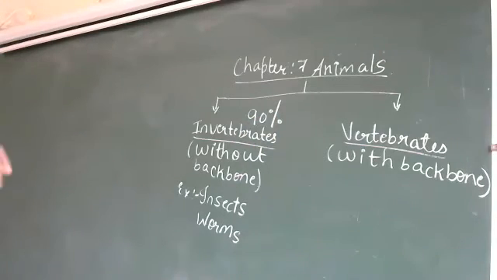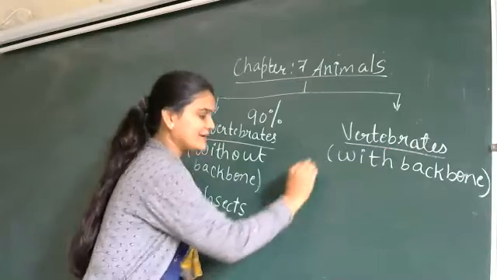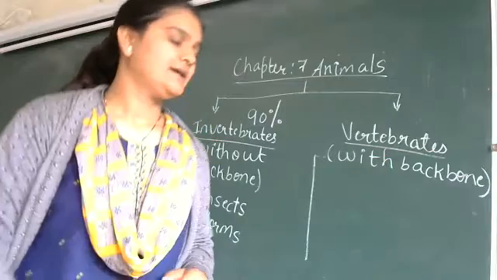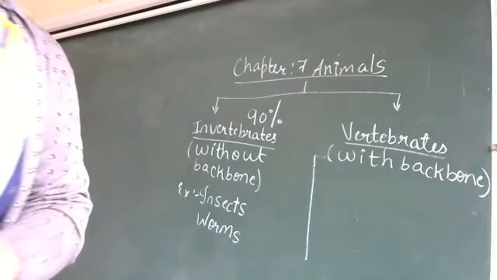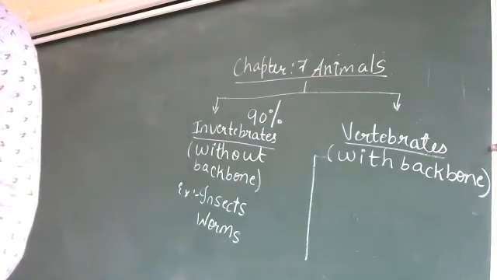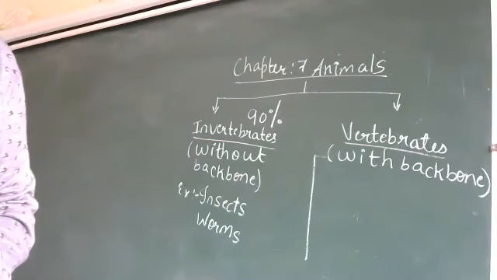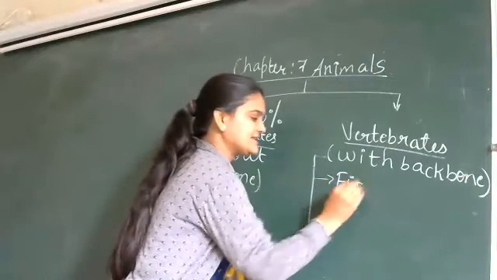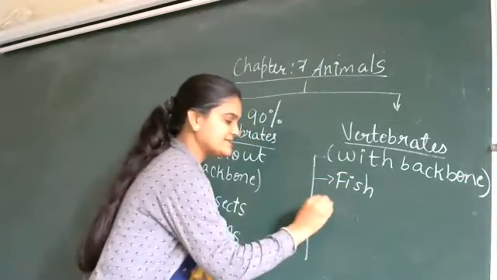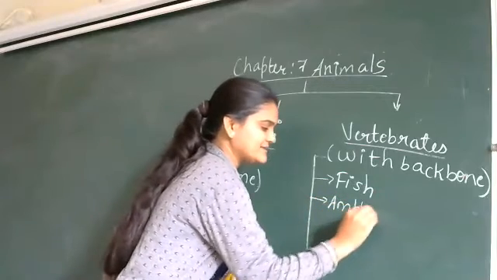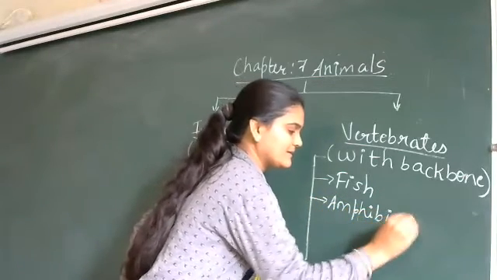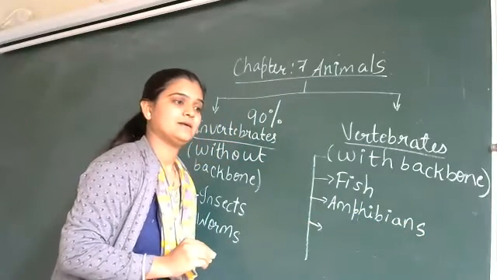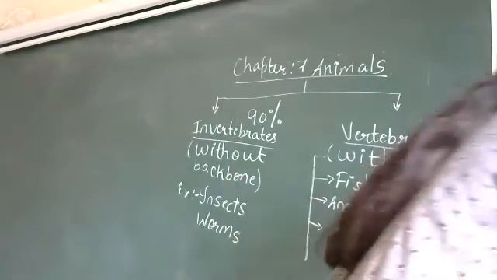So tell me children, in vertebrates, can we have a classification again? The main ones: birds, and yes. Correct. So first is fish, second is amphibians.